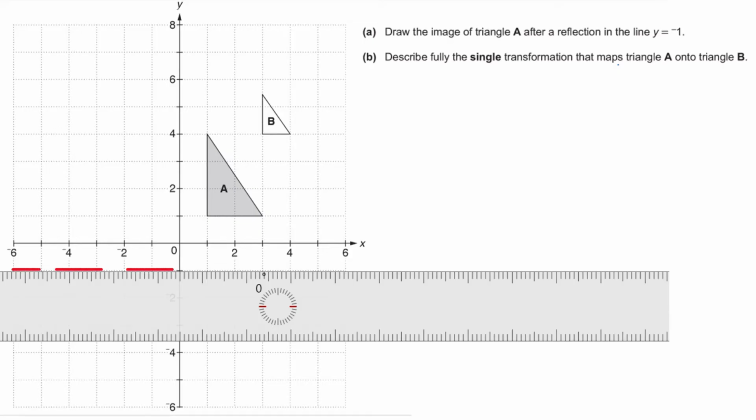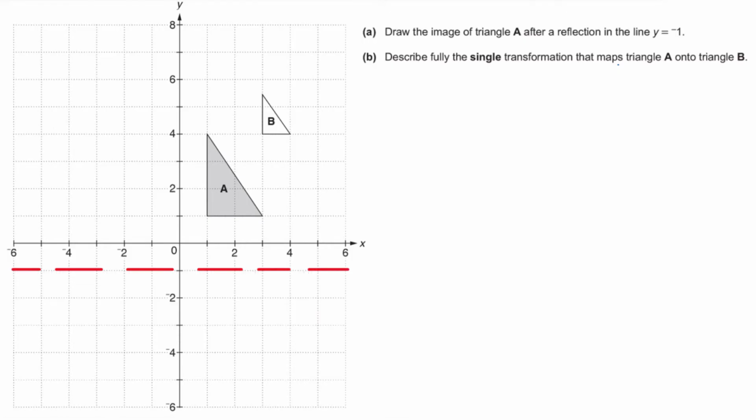So this is my mirror line. Okay, so that is the line y is equal to -1. So I'm reflecting triangle A in that mirror line then. So let's take each of the corners of my shape. So I've got one there, one there, one there.